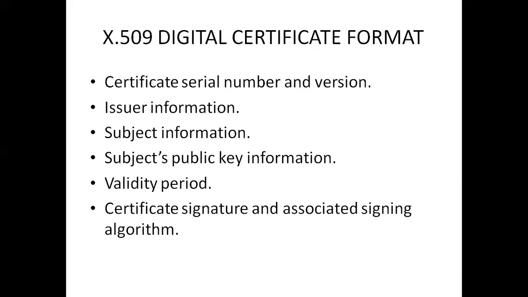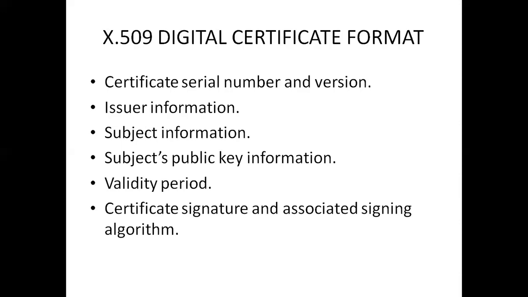Next comes the validity period. There are two data fields in this validity period, which are the start date and the end date, between which the certificate is valid. For example, if you take a debit card or a credit card, which you guys use, there will be two dates: the start date of your debit card and till what date it will be valid. That period is called the validity period.